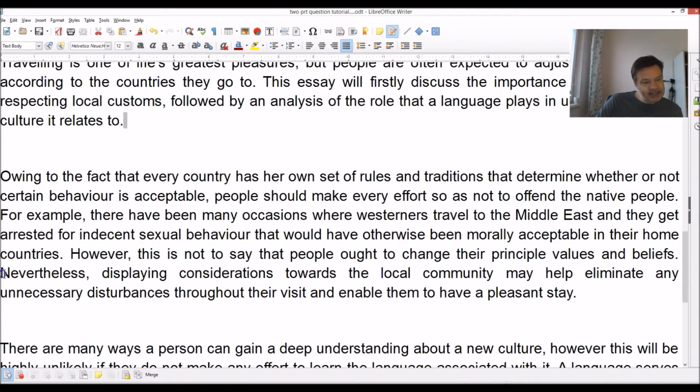Now, this is somewhat repetitive. It basically says the same as sentence 1.